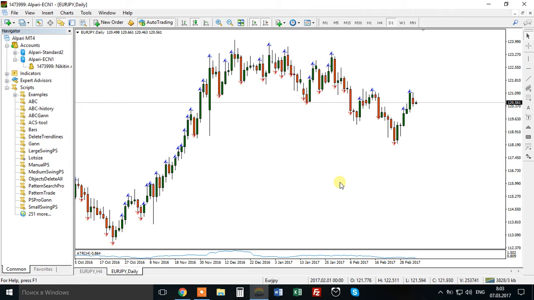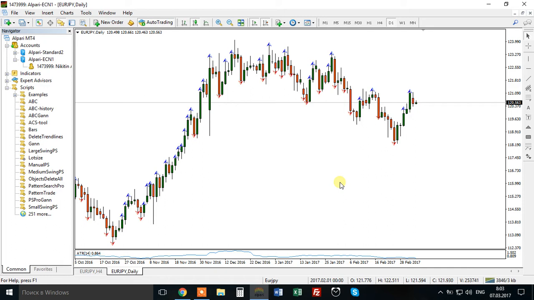And today we are going to talk a little bit about higher high and higher close principles, why it is so important. And I will show you some bearish opportunity on Euro Yen.